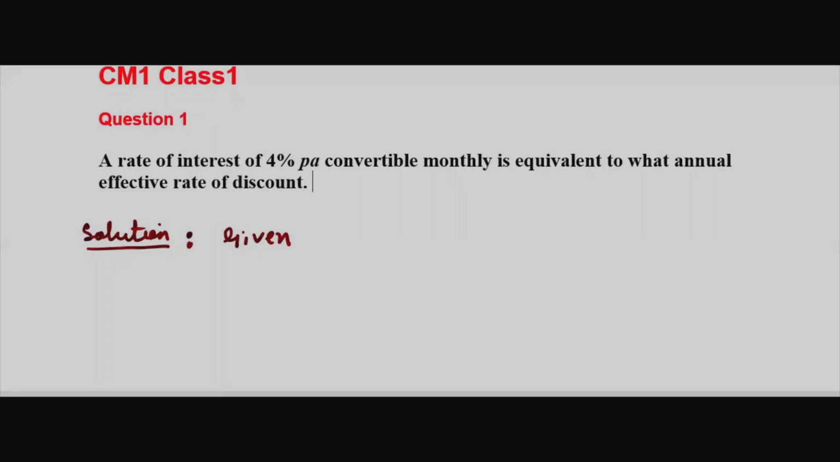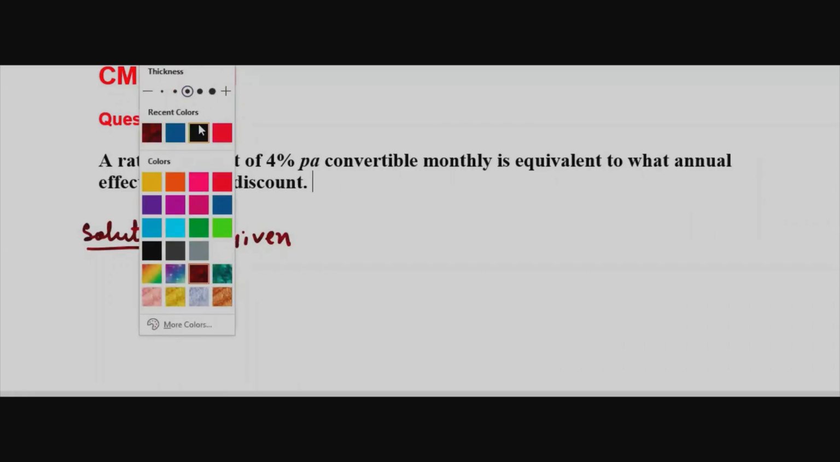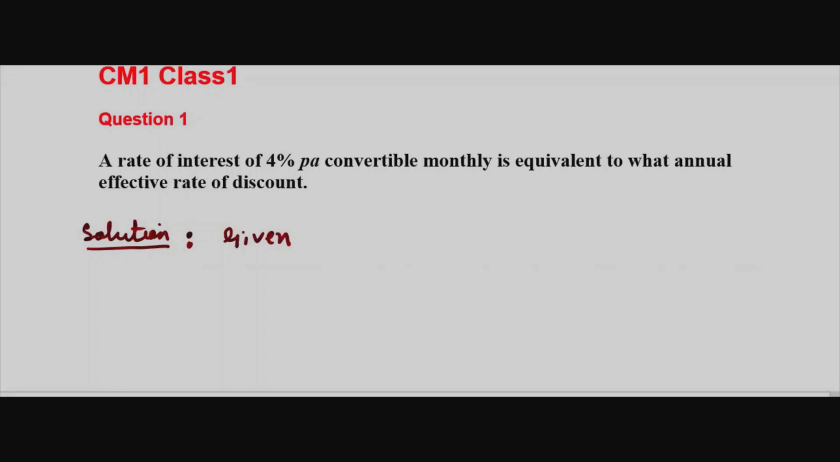Anyone? Tanvi, you answer. Yes, sir. What is given here and what you need to find? I12 is equal to 0.04, that is 4%, is given, and we need to find D. Okay, you need to find D. I12, convertible monthly, is given as 4%, and you need to find D here.